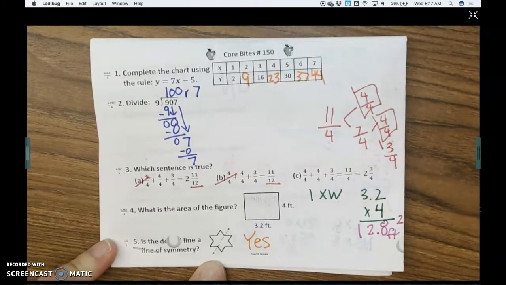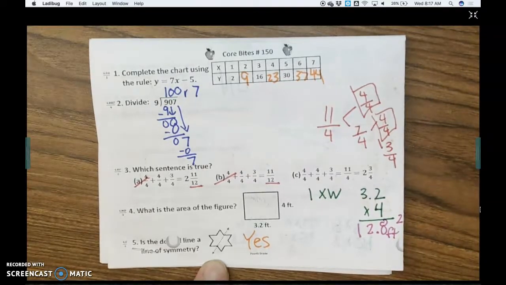Okay? So guys, I know we have a Core Bites quiz coming up. Please make sure you've checked all of yours, and please make sure you also let us know if you have any questions.